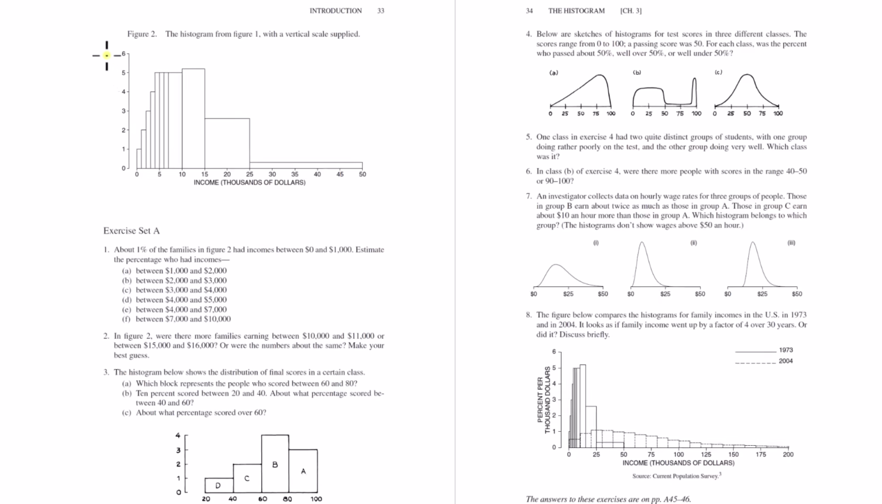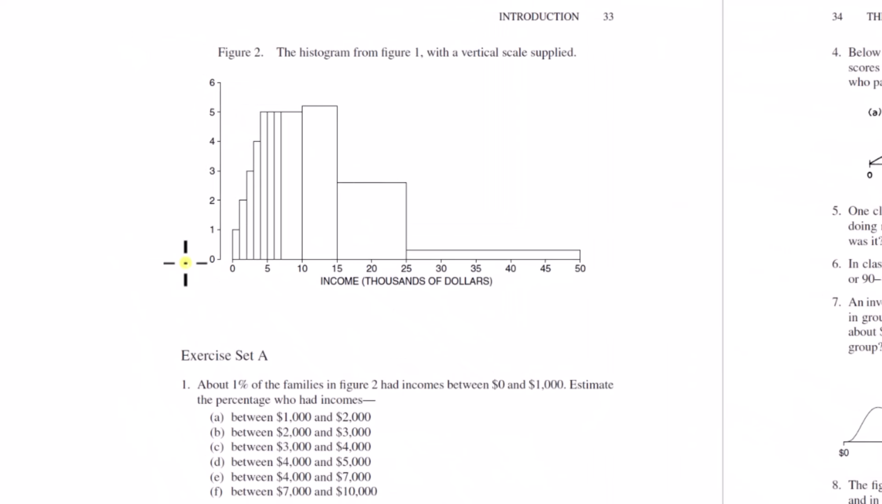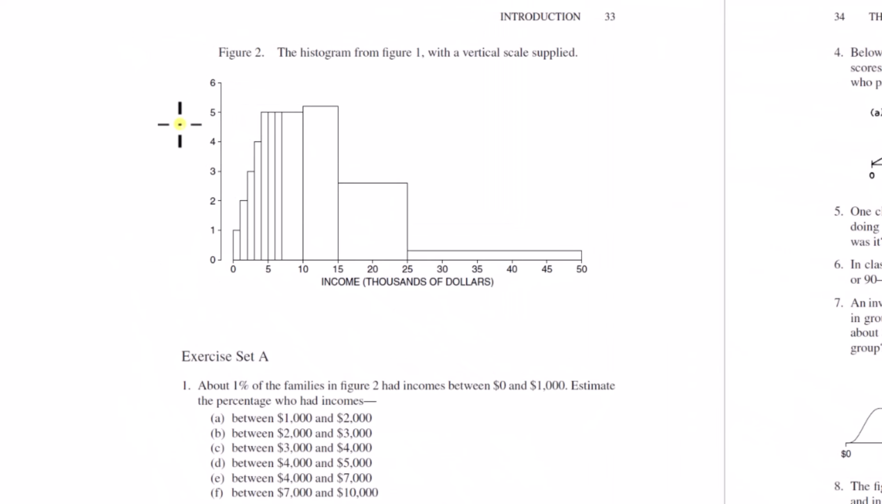And so here's Figure 2, but now it has a vertical scale. This vertical scale is going to help us to solve these problems. So again, a vertical scale is useful, but it's not necessary. You don't have to have one with a histogram. And we'll talk about the design of vertical scales, how you make vertical scales for histograms, in the next section. But for now, we're just going to use this as a tool to solve these problems.